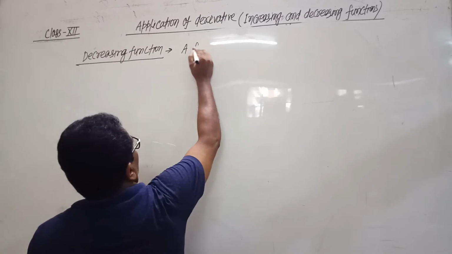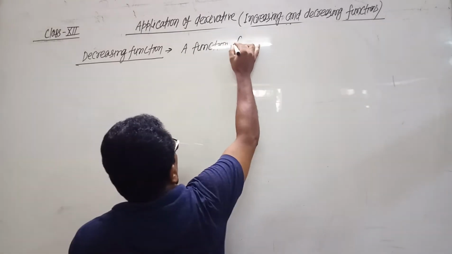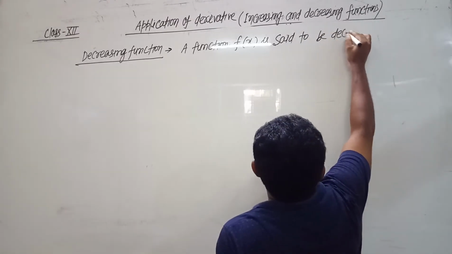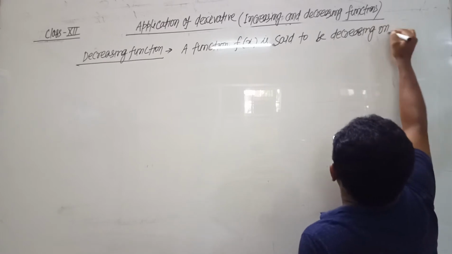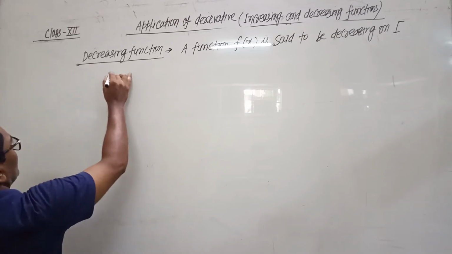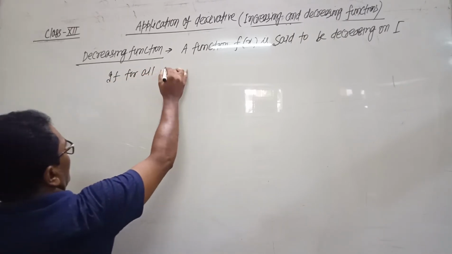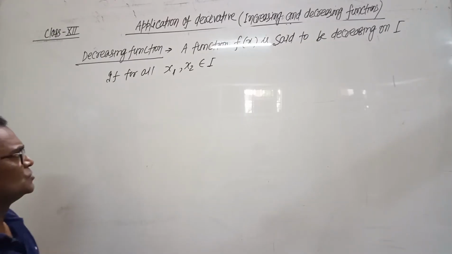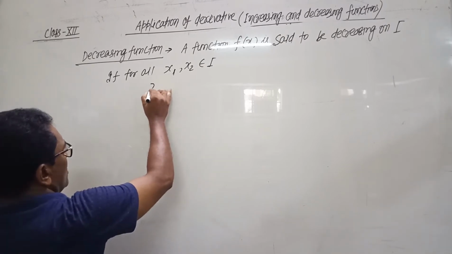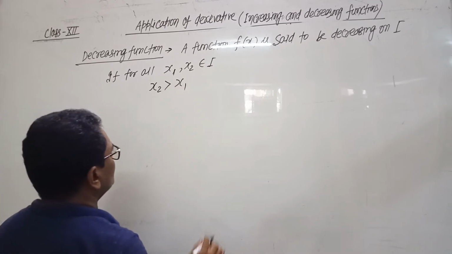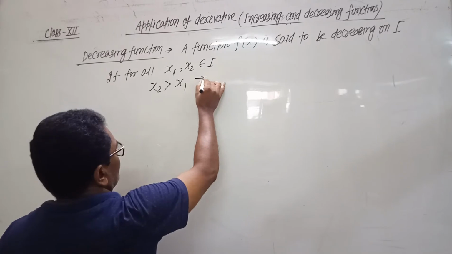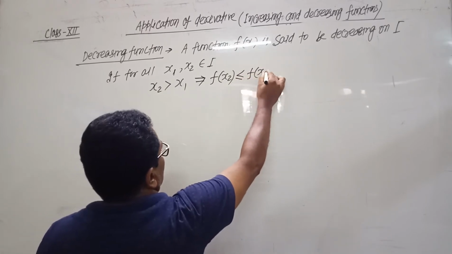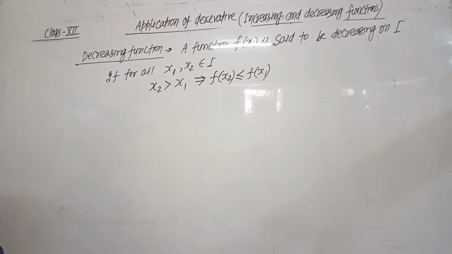A function f(x) is said to be decreasing on interval I if for all x1, x2 belongs to I. If for all x1, x2 belongs to a given interval, for x2 greater than x1, f(x2) is less than or equal to f(x1). This is the condition for a decreasing function.